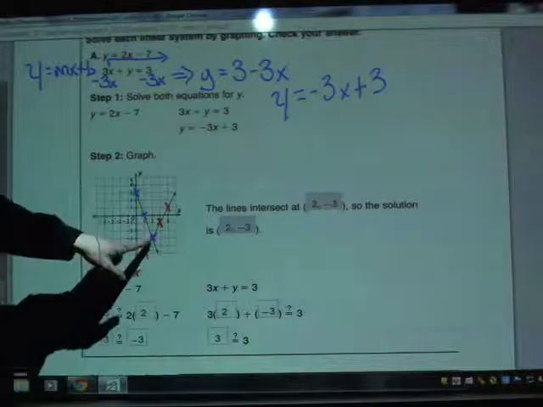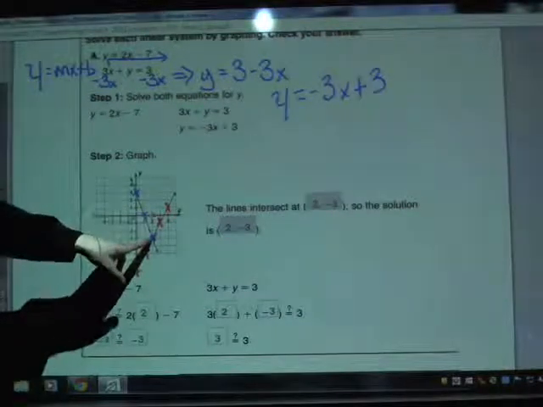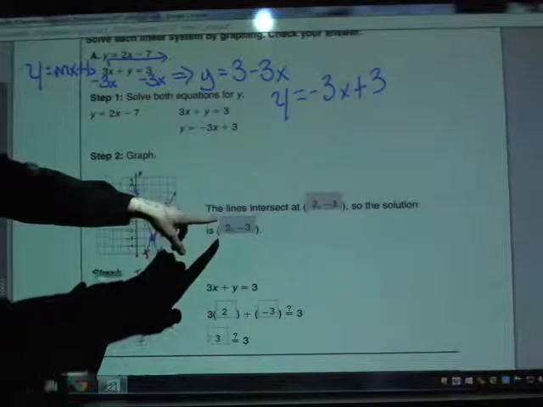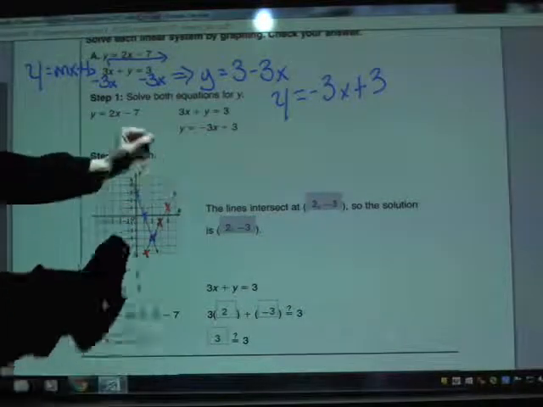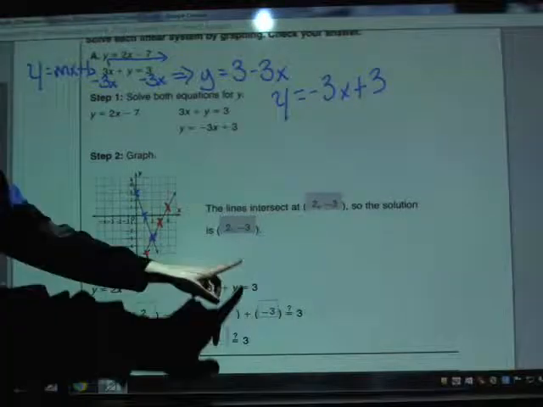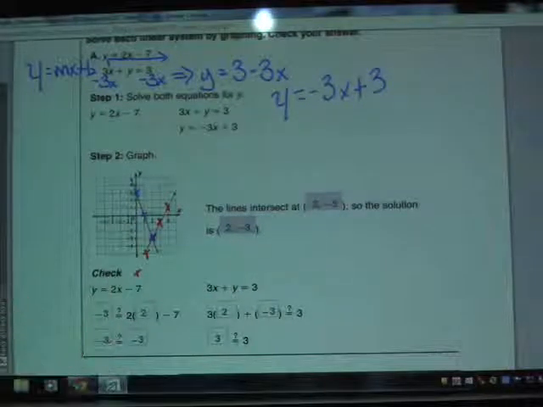All right, where is this point of intersection? Well, it's at 2 on the x-axis and negative 3 on the y-axis. So the solution here is 2 comma negative 3. Again, what does that mean? That means in both of these equations, if I change x into 2 and y into negative 3, the left side will be the same as the right side, which is what you can see they're showing you down here.